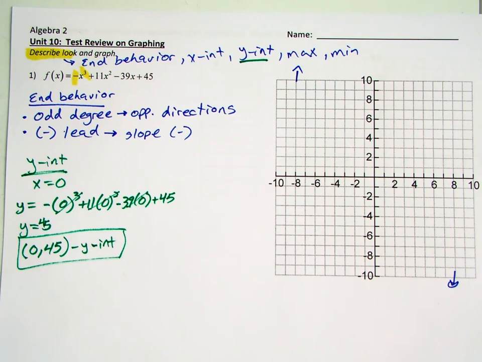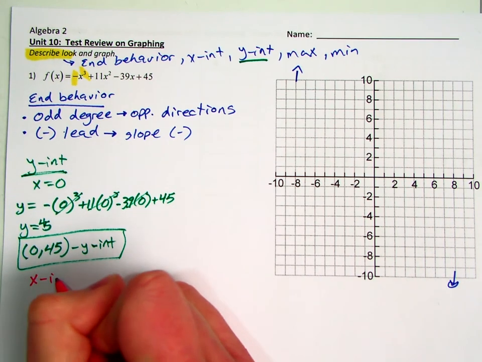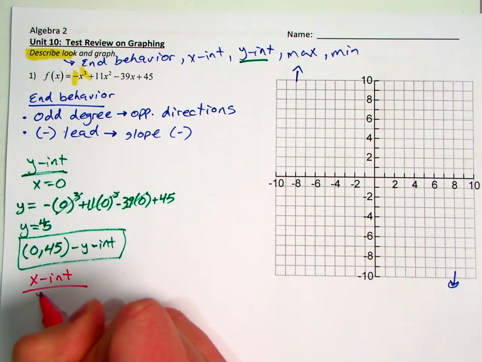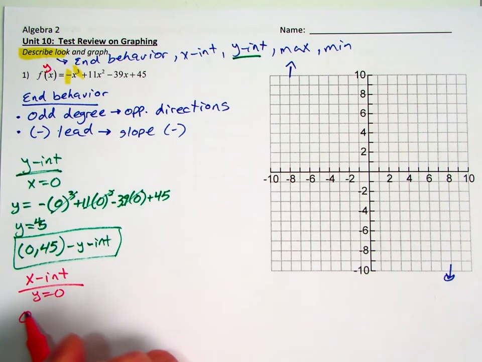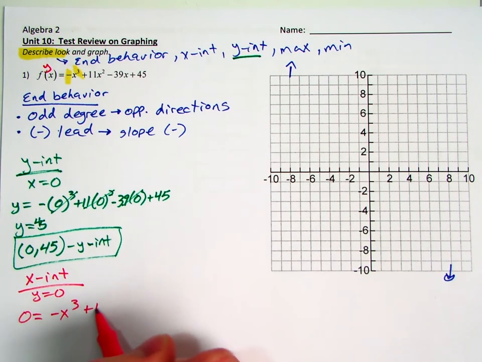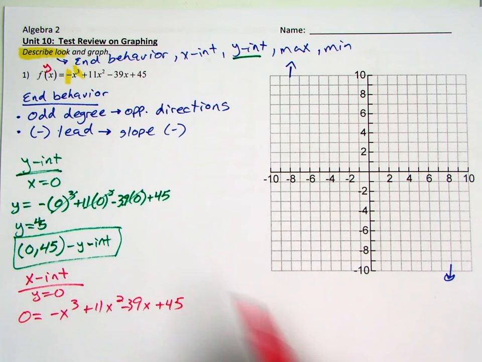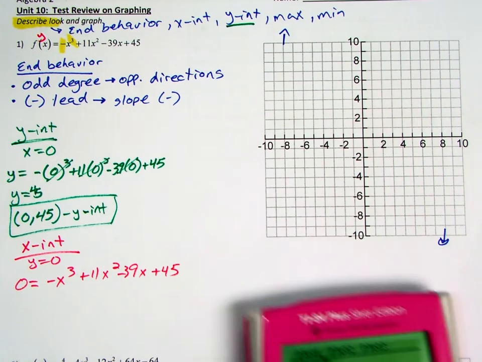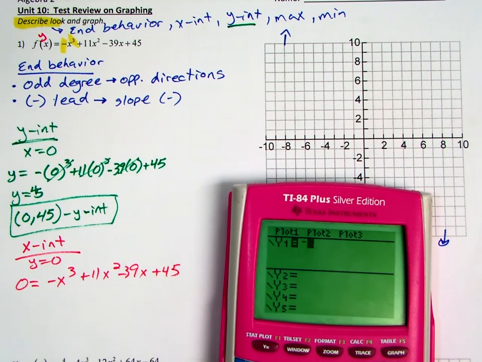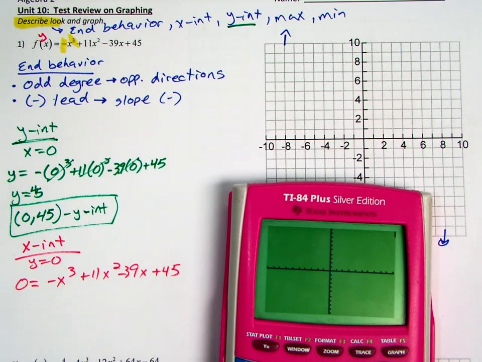So after y-intercepts, the next thing we look at are x-intercepts. And remember, for the x-intercept, that means the y is 0. And remember, f of x is just a fancy way of saying y. So we would have 0 equals negative x to the third plus 11x squared minus 39x plus 45. Now you could go ahead and try and factor that by grouping, but I can tell you right now grouping would not work. So I'm going to go to my graphing calculator and we're going to type this in. So negative x to the third plus 11x squared minus 39x plus 45. And then we can graph it.